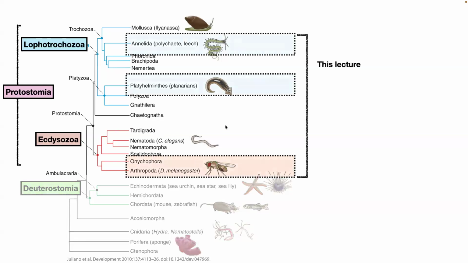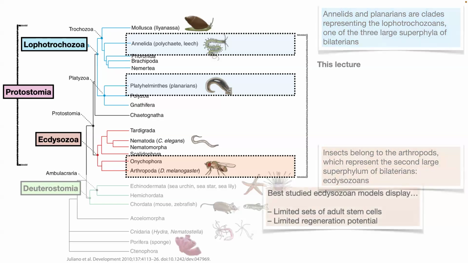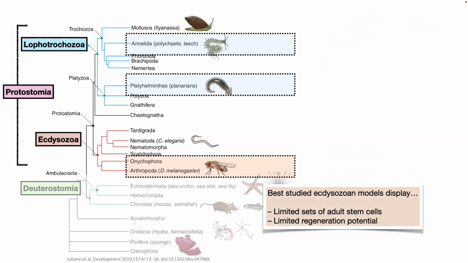So we will focus in this lecture on annelids and on planarians, which are two groups of Lophotrochozoans that are relevant for stem cell biology. And we will also hear a bit about ecdysozoans, which is this other large superphylum, and here in particular about arthropods or insects. So we will essentially now go through these systems.